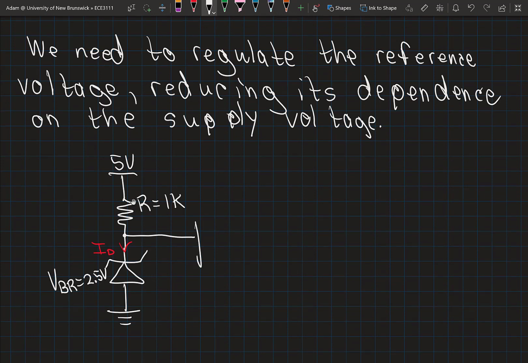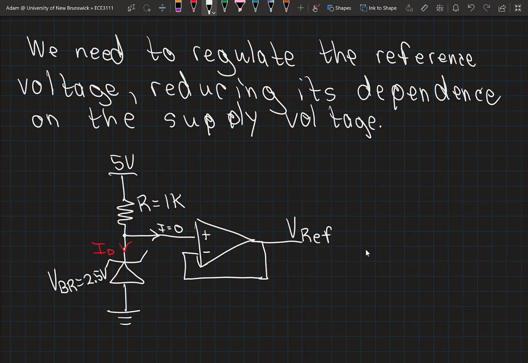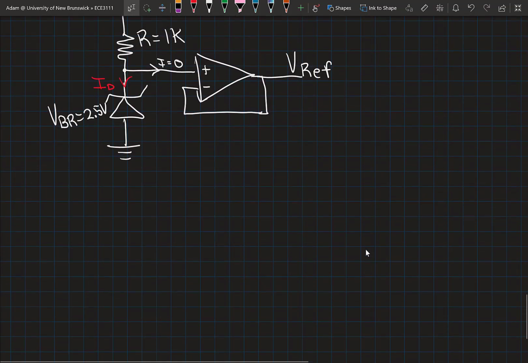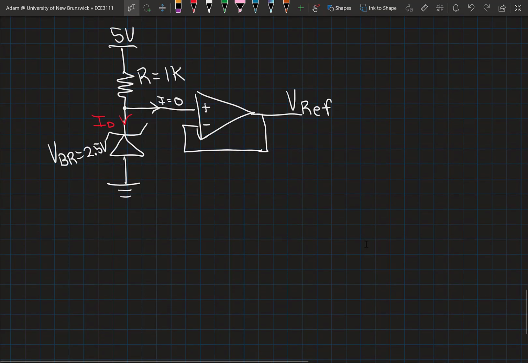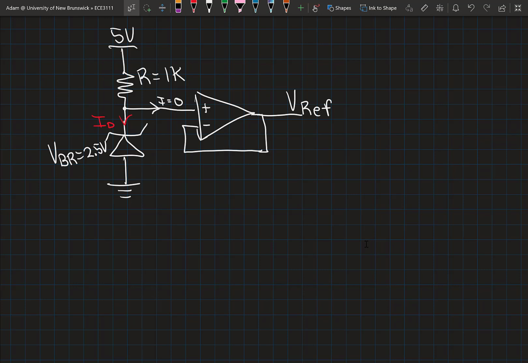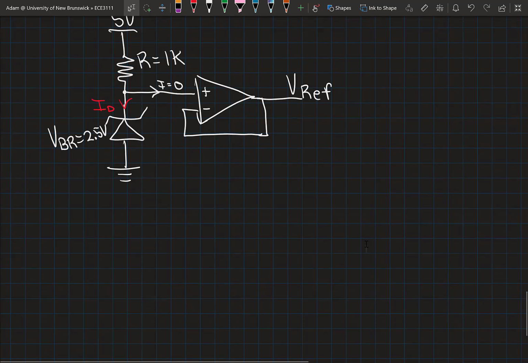So in that way, it's still going to be beneficial to have some kind of a buffering circuit to isolate the biased Zener diode, to bias that Zener diode to be at a specific operating point.